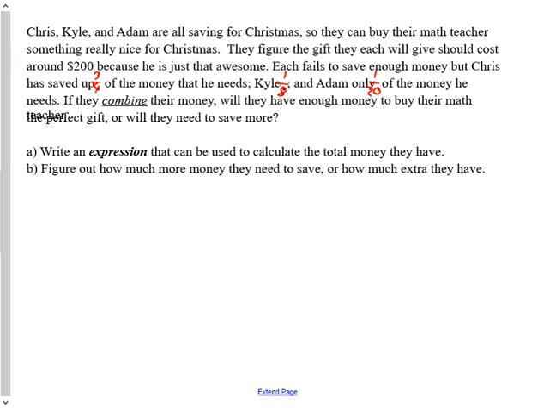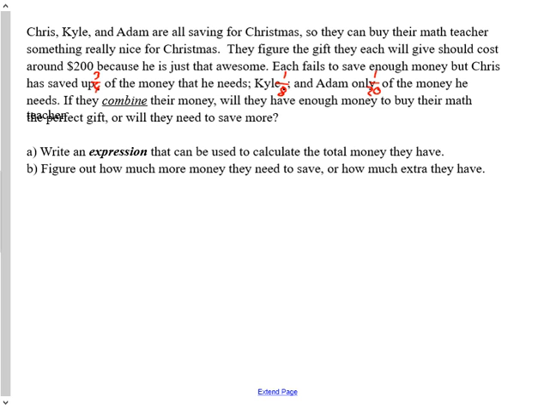And the last question says, Chris, Kyle, and Adam are saving for Christmas so they can buy their math teacher something really nice for Christmas, which I'm sure all of the kids are doing this time of year. They figure the gift they will each give should cost around $200 because their math teacher is just that awesome. Each of them fails, however, to save enough money, but Chris saved up 3/4 of the money he needed, Kyle saved up 1/8 of the money that he needed, and Adam only saved up 1/20 of the money he needed.